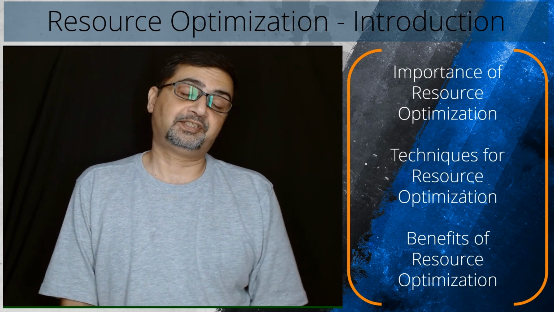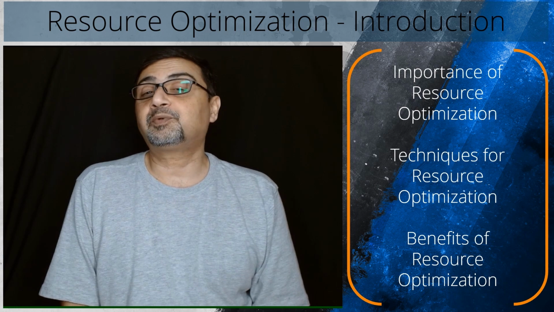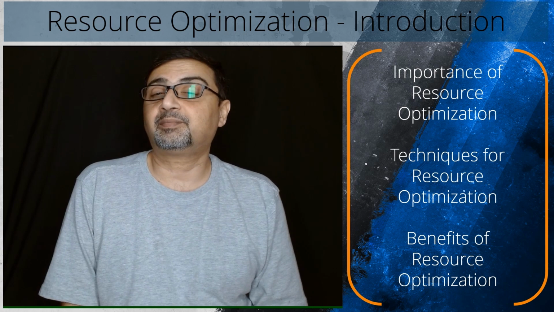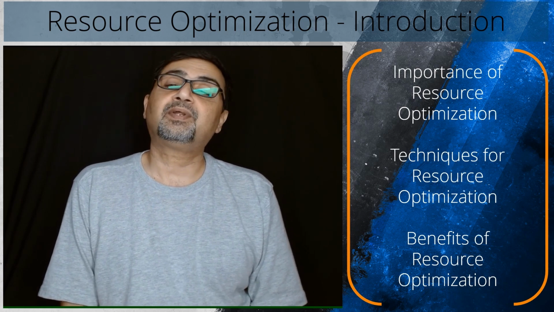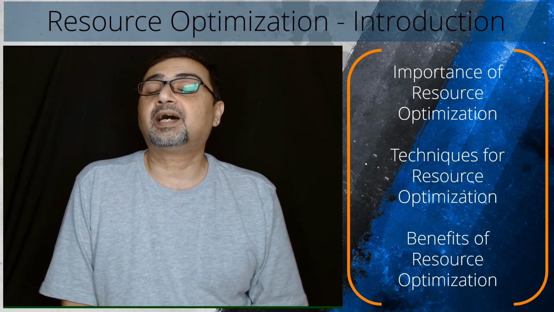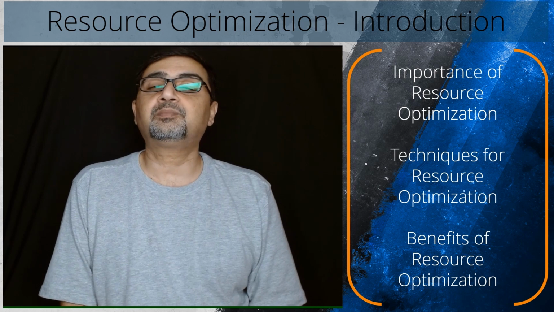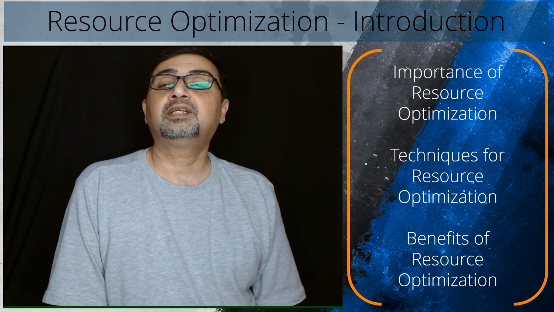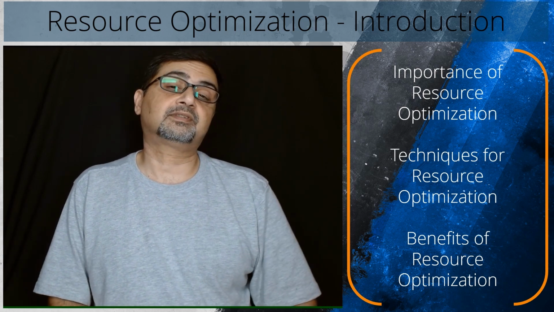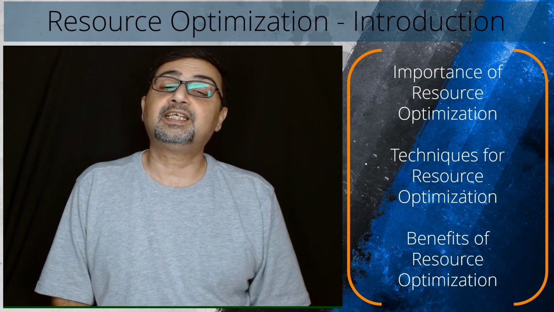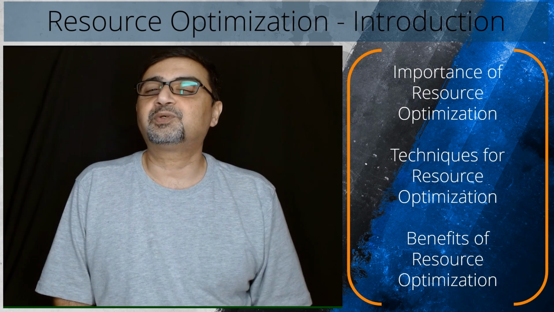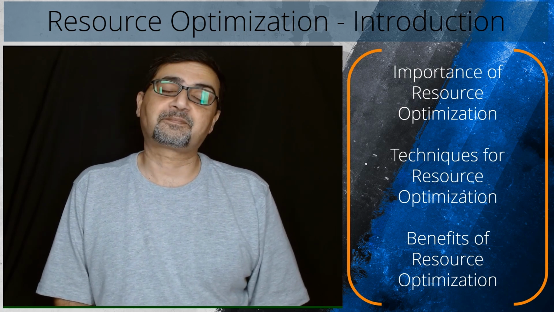Mathematical optimization. Mathematical optimization techniques such as linear programming or integer programming are employed to solve complex resource allocation problems. These techniques use mathematical models and algorithms to optimize resource allocation based on defined constraints and objectives. By considering multiple variables, constraints, and objectives simultaneously, mathematical optimization helps in finding the most optimal resource allocation solution.